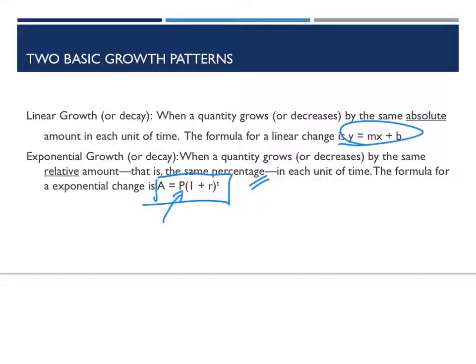P, that's going to be like our B over here. That's going to be our original value, our starting value. R is our rate of change, only this time it's a percentage. You want to make sure you change that to a decimal.